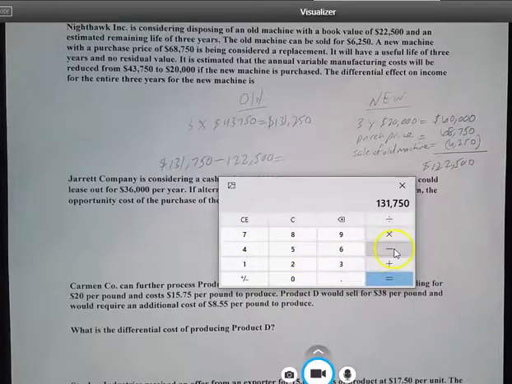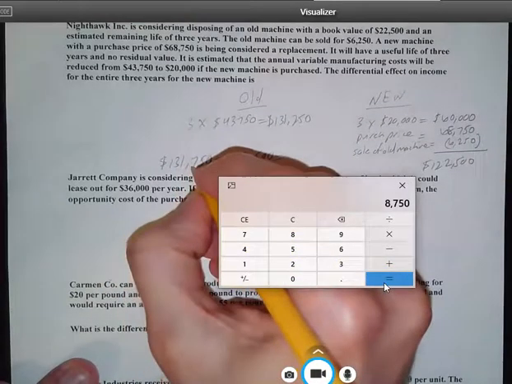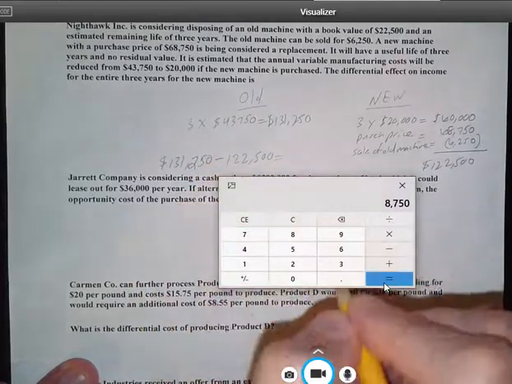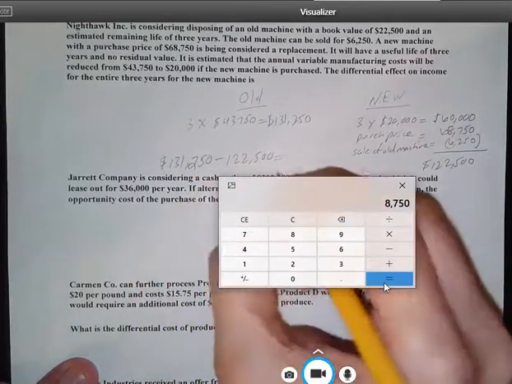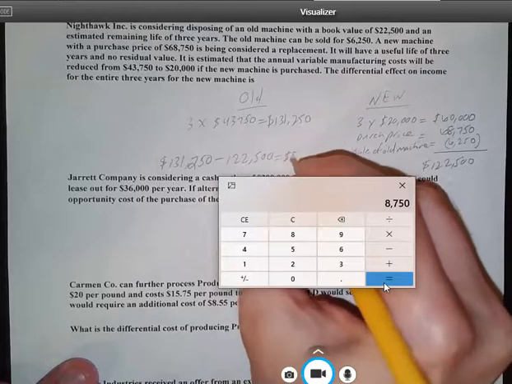$131,750 minus 122,500. Let's see, what did I do wrong there? I see what I did. 131,250 minus 122,500. I need to change this. I wrote down the wrong number. Okay. And that is equal to 8,750.